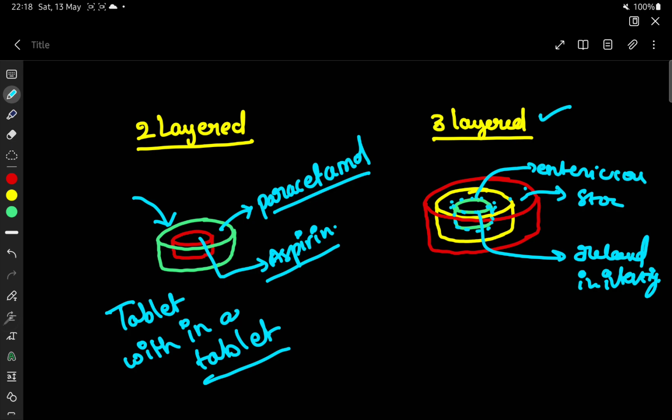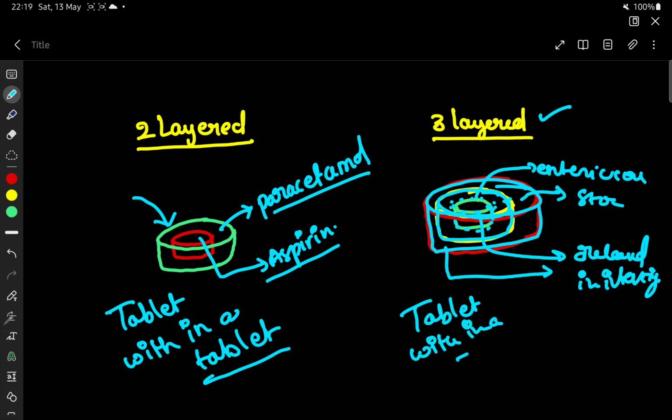In a three-layer tablet, there will be three layers. That means first a small tablet is manufactured and it may be coated with an enteric coating, then this tablet is compressed with another layer. That means this is the second layer. Next, this tablet is placed in another compression machine with the excipients and another coat is added. This is the third layer. That means a tablet within a tablet within a tablet, like that we can add as many layers as we want.